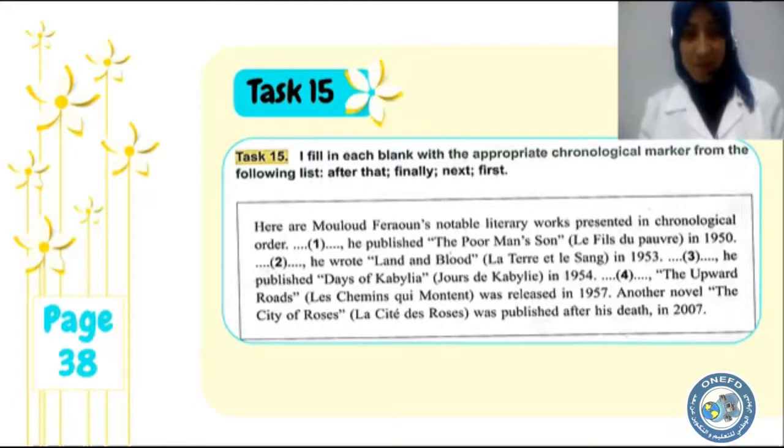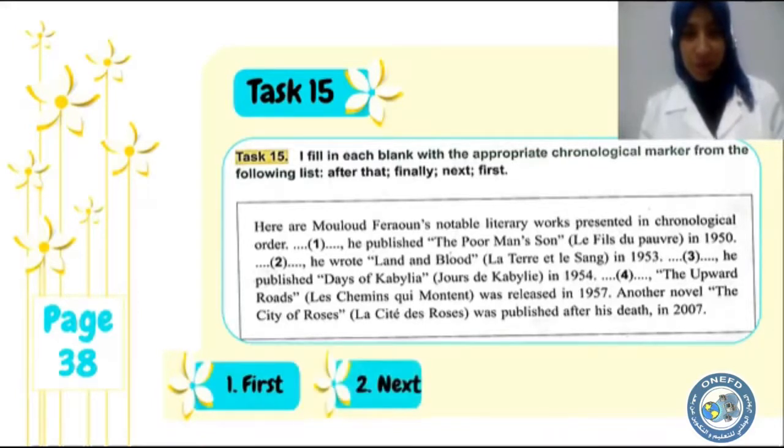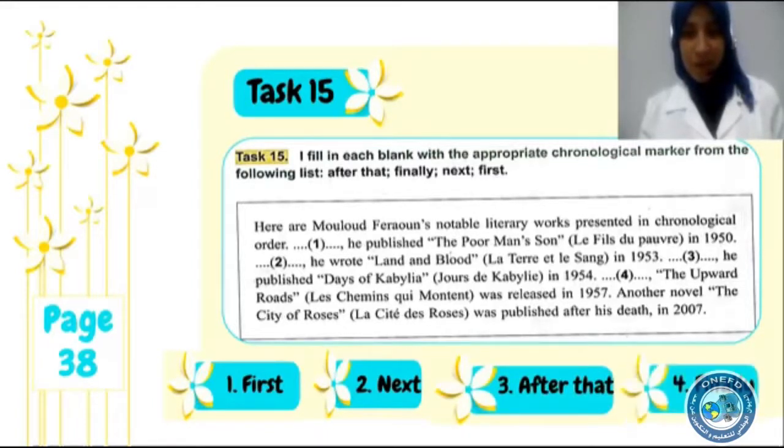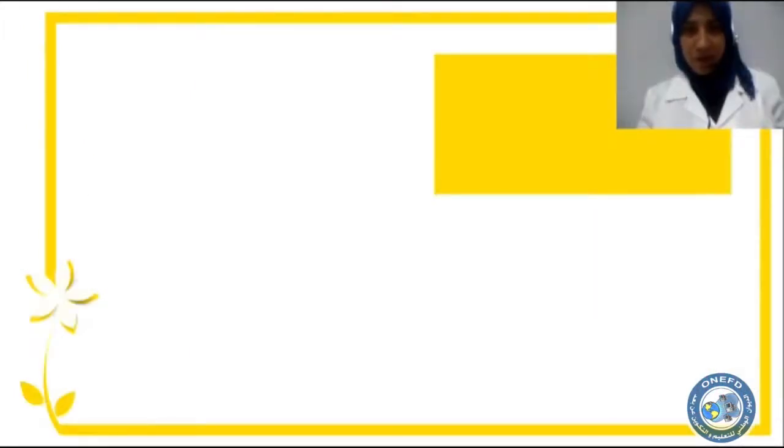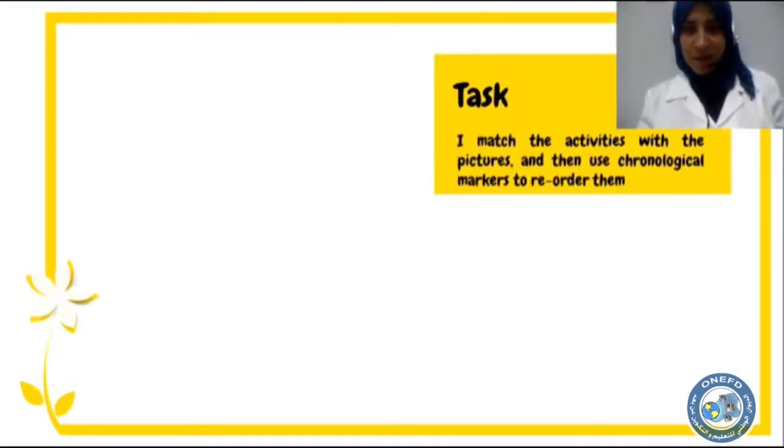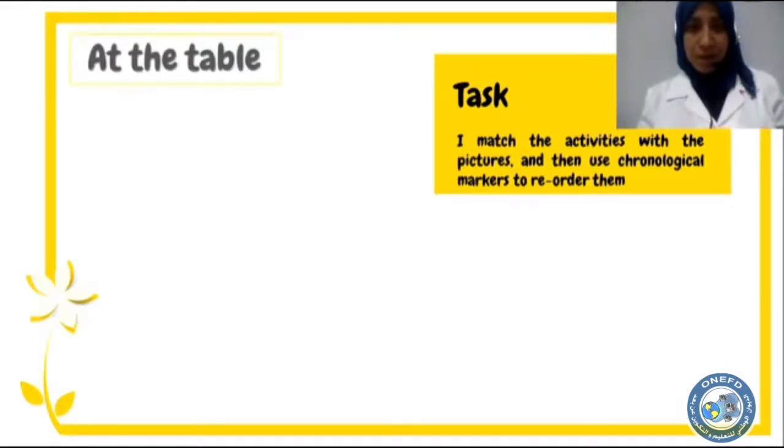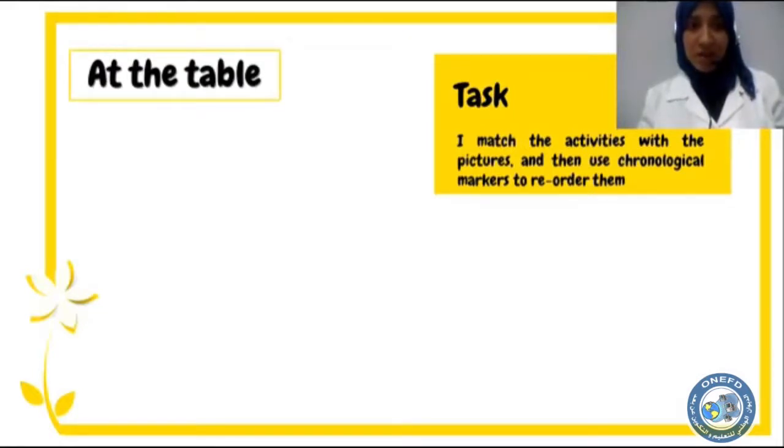So time is up. Thank you for trying. Let's correct together. Number 1, first. Number 2, next. Number 3, after that. And number 4, finally. Now I have another task. Our task reads: I match the activities with the pictures and then use chronological markers to reorder them. So the title of our task is At the Table.